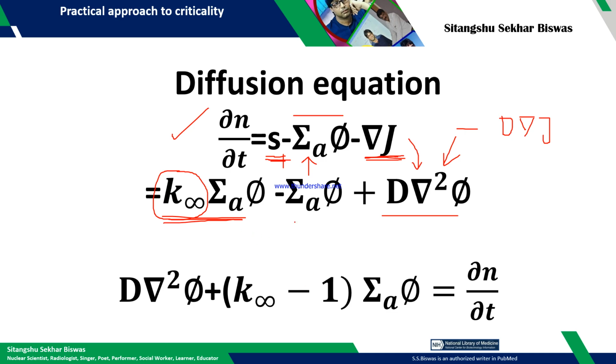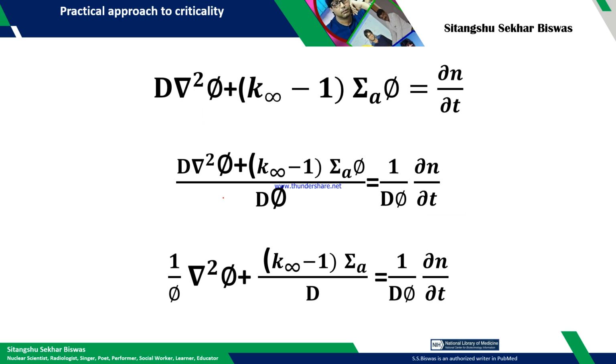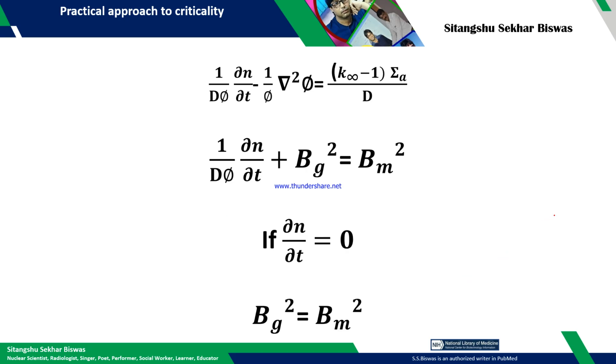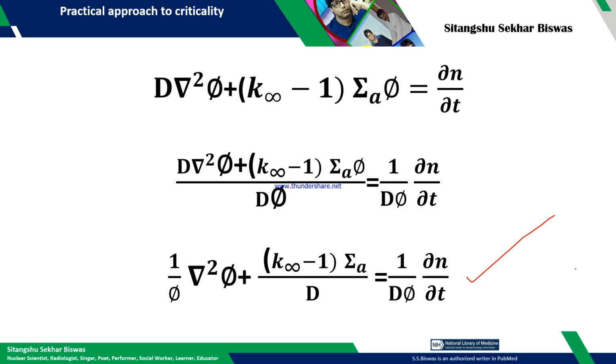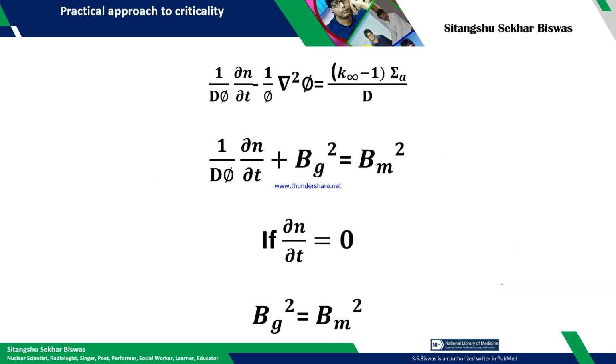Now if I rearrange the equation, it becomes like this. Then I'll do a slight mathematical modification. This entire equation is divided by D phi. It comes like this, and finally the form is like this. Then I am bringing all the terms to one side. By rearranging, it is like this.